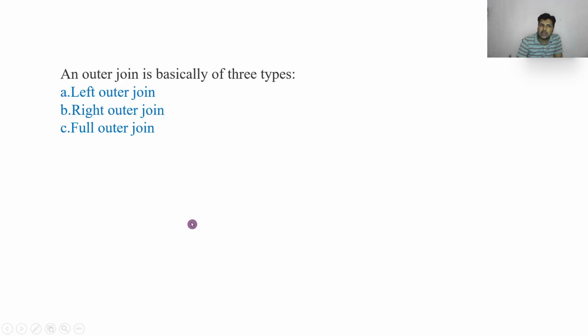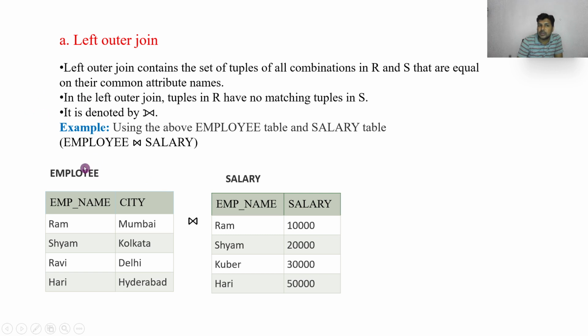Okay. So the outer join is further divided into 3 categories: left outer join, right outer join, and full outer join. First, let's start with the left outer join. What will it do? It will join all the combinations in R and S that are equal on their common attribute name.